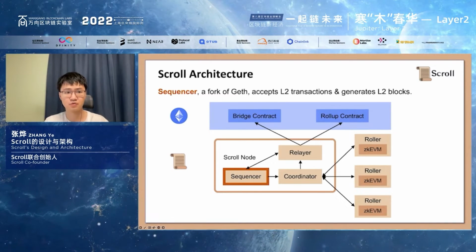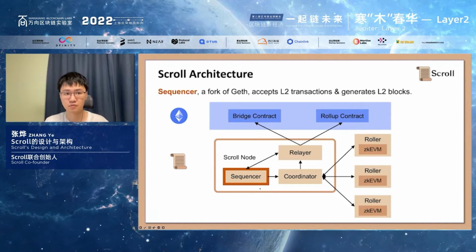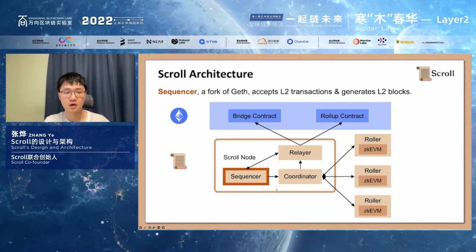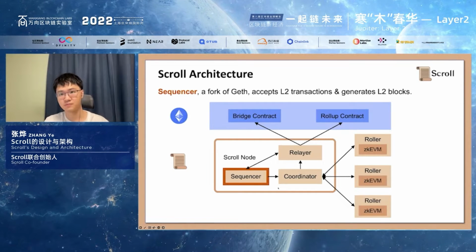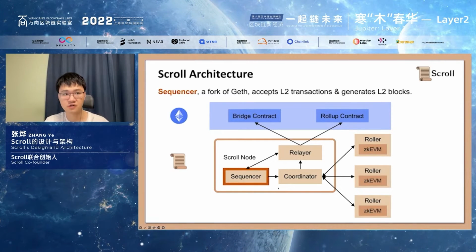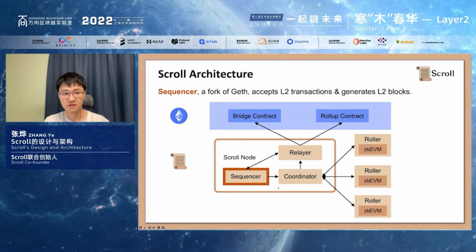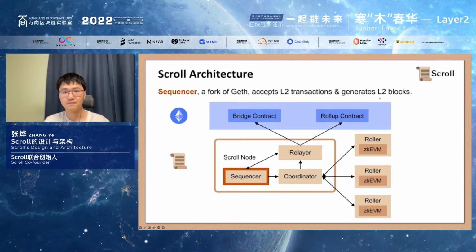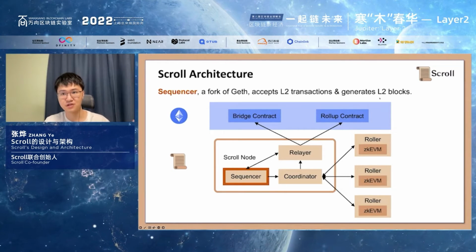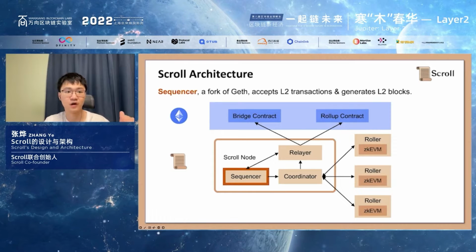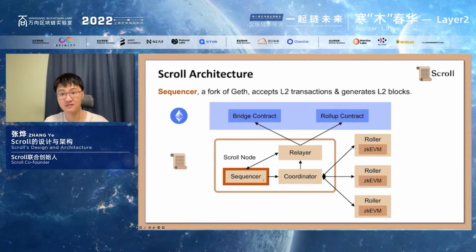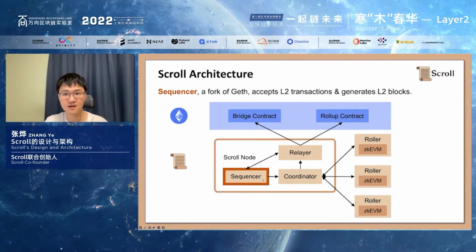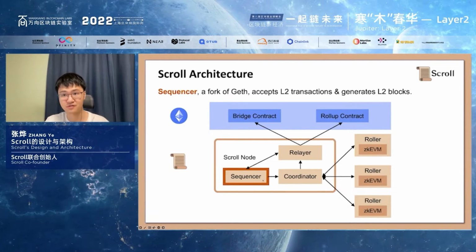First is the sequencer. Within the Scroll node, there is a party called the sequencer. It's a fork of Geth. Geth is short for Go Ethereum, the most popular client implementation on Ethereum layer 1. It can be used to accept layer 2 transactions and generate layer 2 blocks. In this way, we can leverage the existing Ethereum client implementation to make sure that our layer 2 behaves exactly the same as layer 1, and also give developers a more comfortable way to deploy contracts, and not more than just the RPC interface.